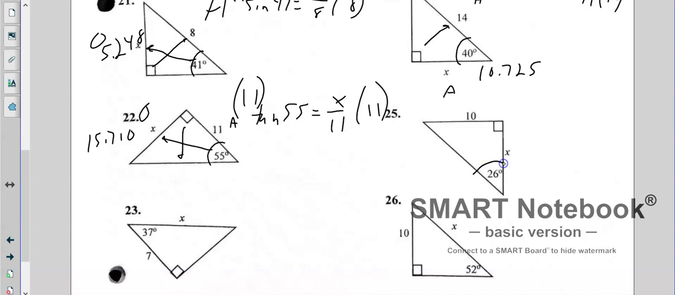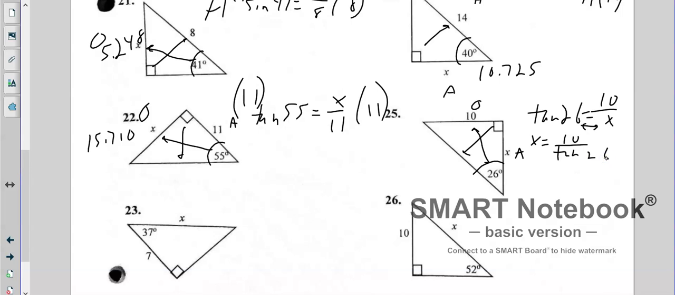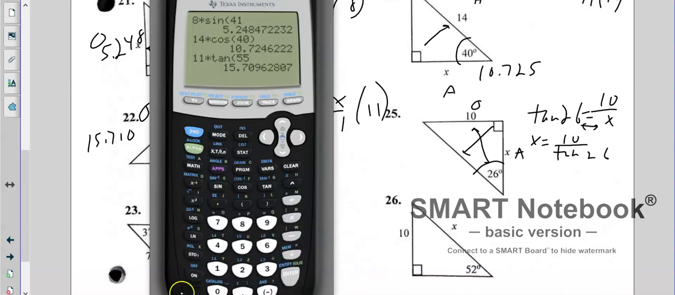All right, from this angle, what do we have? We don't have the hypotenuse. We have opposite, and here's adjacent. So we're doing tan again. Tangent of 26 equals opposite over adjacent. Now, this is one of those tricky ones when x is in the bottom. So what do we do? We switch these two. X equals 10 divided by tangent of 26. So take our calculator and do 10 divided by tangent of 26.